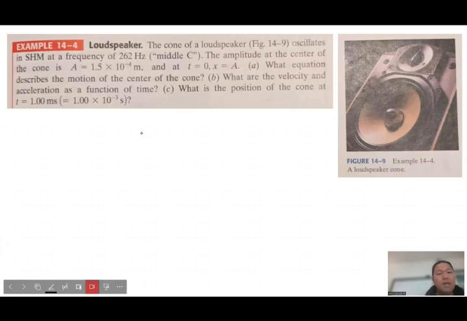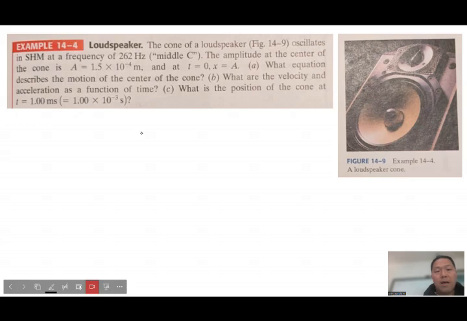Okay. Example 14-4, loudspeaker. The cone of the loudspeaker oscillates in simple harmonic motion at a frequency of 262 Hz, middle C. The amplitude at the center of the cone is 1.5 times 10 to the minus 4 meter, and at t equals 0, x equals A. First question, what equation describes the motion of the center of the cone?